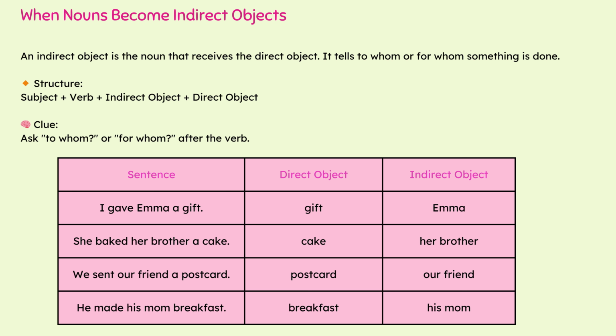She baked her brother a cake. What did she bake? A cake. Direct object. For whom? For her brother. That's the indirect object. We sent our friend a postcard. What did we send? A postcard. Direct object. To whom? Our friend. Indirect object. He made his mom breakfast. What did he make? Breakfast. Direct object. For whom? His mom. Indirect object. Remember, the indirect object comes before the direct object and tells who benefits from the action.